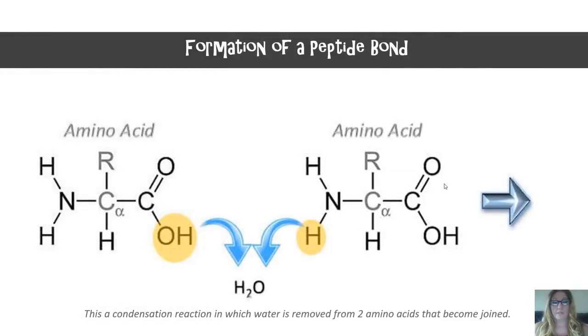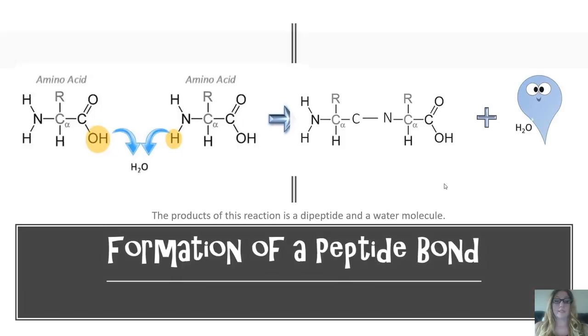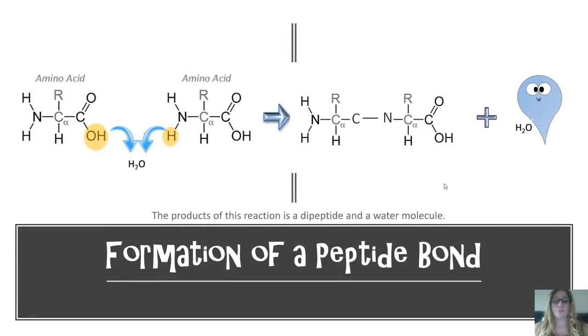When we form a peptide, this is another dehydration synthesis reaction or condensation synthesis reaction. So we're taking out water. Water is going to be a byproduct. So we take that out, we build the peptide bond, and water is a byproduct.